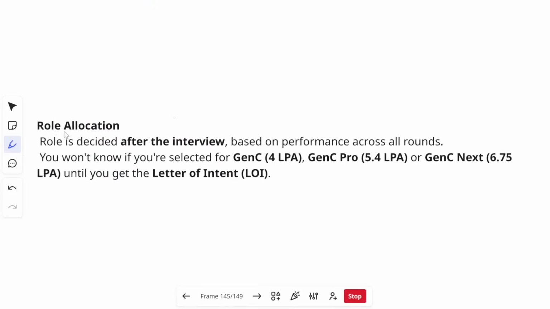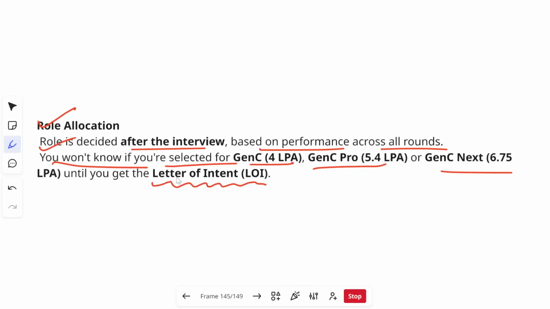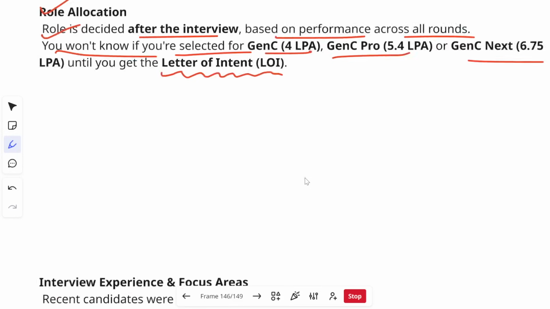Moving on to role allocation. So guys, role is decided after your interview based on the performance across all the rounds. So you won't get to know if you are selected for GenC, in which you get 4 LPA, or GenCPro in which you get 5.4 LPA, or GenC Next where you get 6.75 LPA, until you get your letter of intent, and after you accept your letter of intent, after a few days you will also get your offer letters.